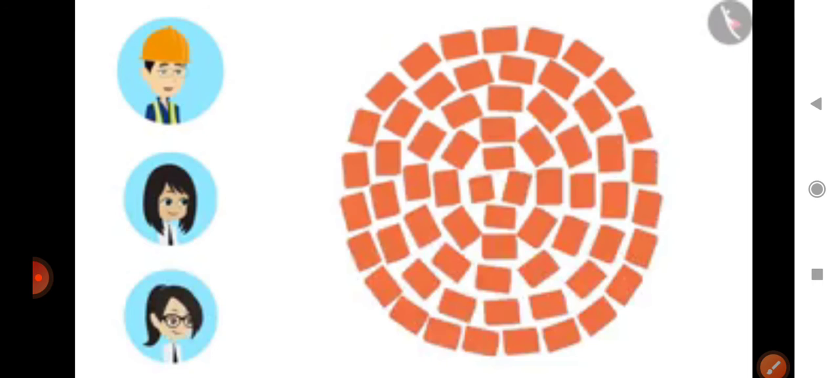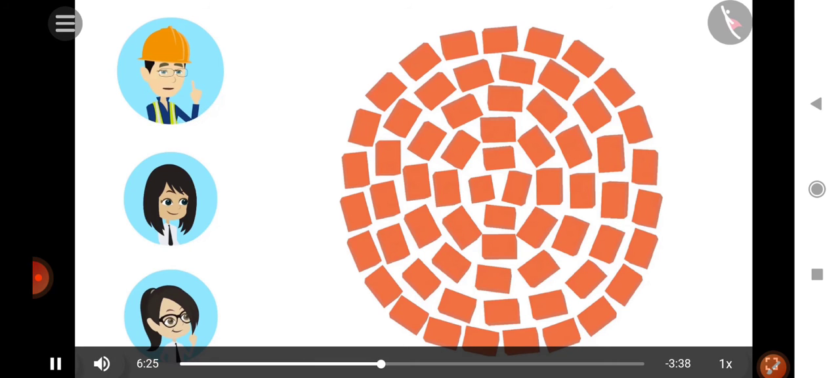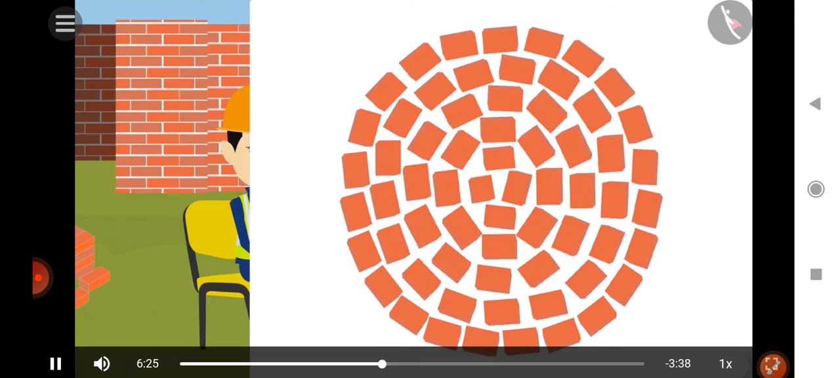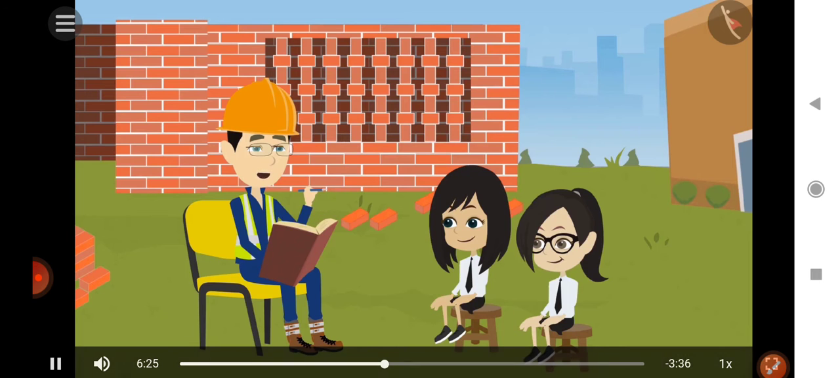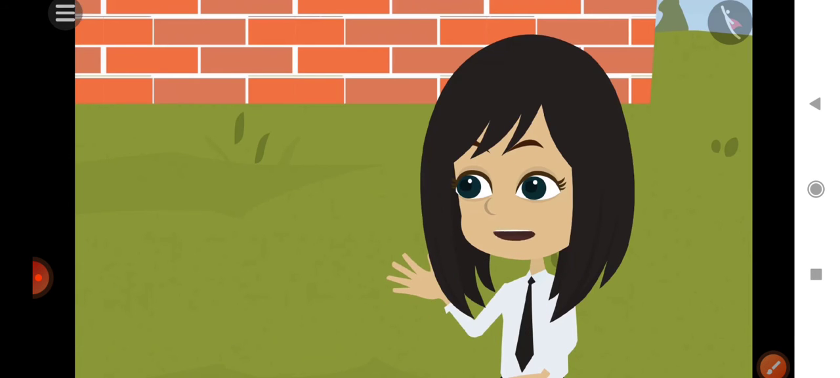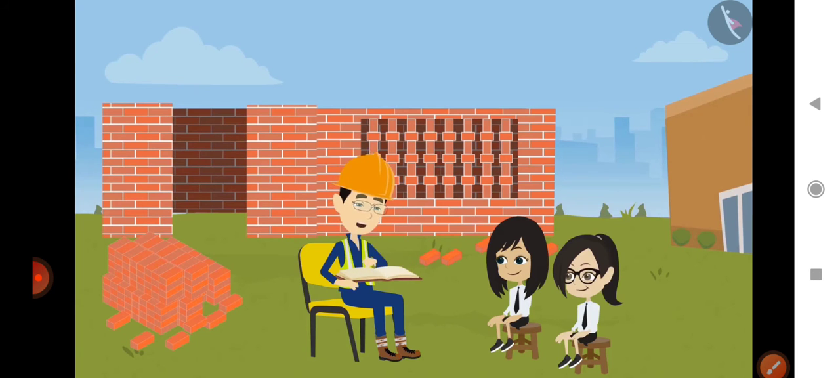Absolutely right, Neha. Now look at this design. Sir, this design is a circle design. Is it made with vertical bricks? Yes, this is made with vertical bricks. Listen, children, this shape looks like a circle, you know. You too can try making such a design at home. Sure, sir. See, now I will show you another circular design made of bricks.